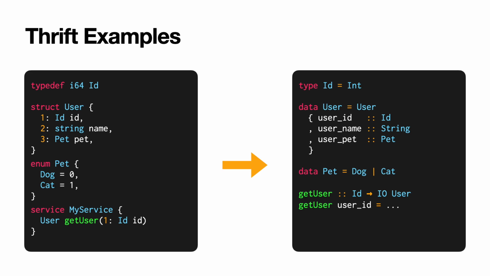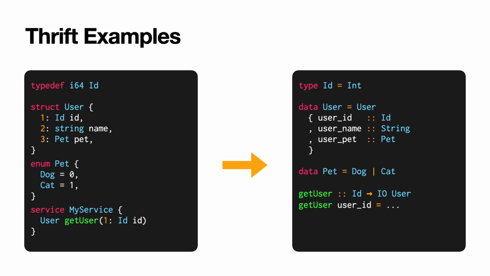In Haskell, we translate this to a record type. The third item is an enum, which can be one of two values, either dog or cat. In Haskell, we emit a standard sum type for this. And finally, the last item is a service, which defines a remote procedure call for getting information about a user. In Haskell, we emit an I/O function, which would be used to query this service, and we return information about the user.